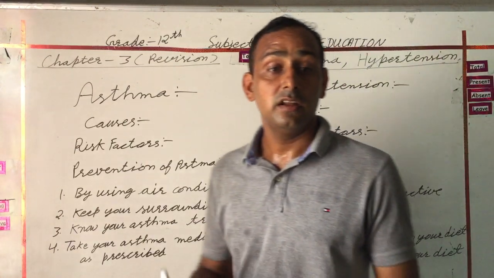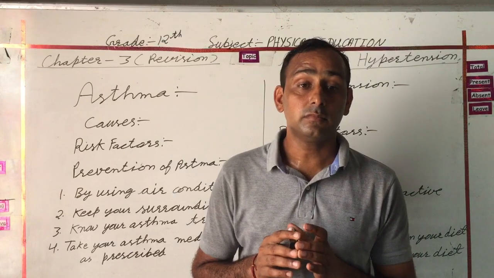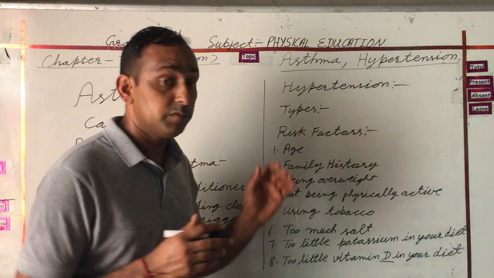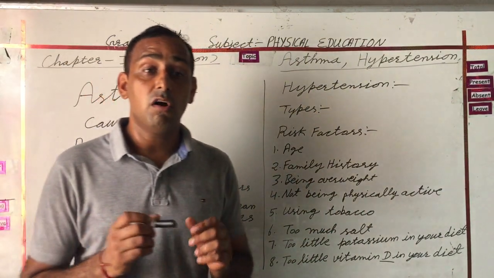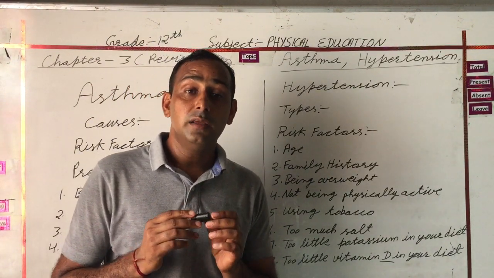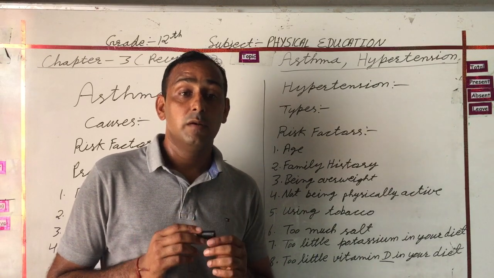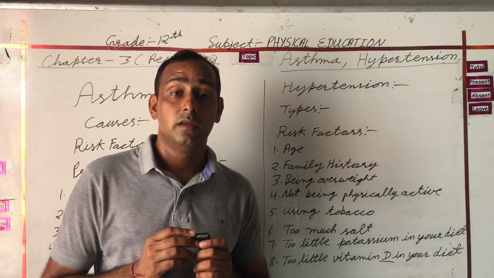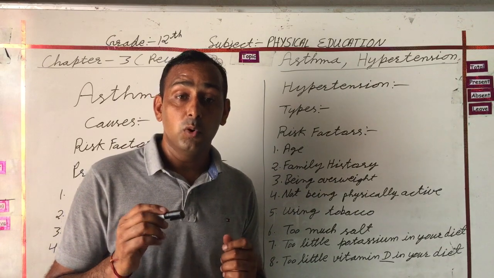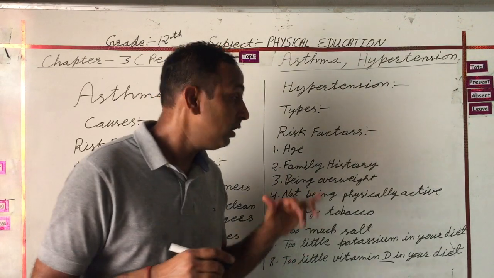Okay, after this are the main risk factors of hypertension. The first main risk factor is age. The risk of high blood pressure increases with age through early middle age, or about age 45. High blood pressure is more common in men, while women are more likely to develop high blood pressure after age 65.